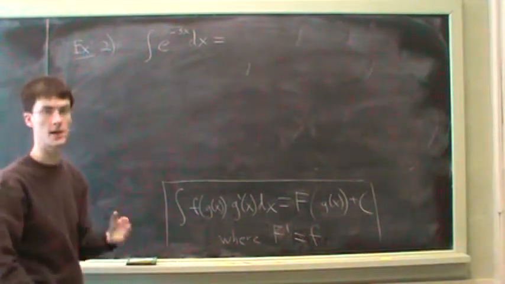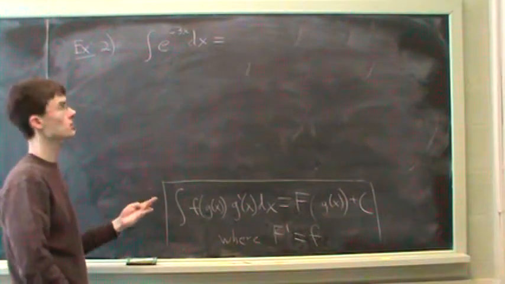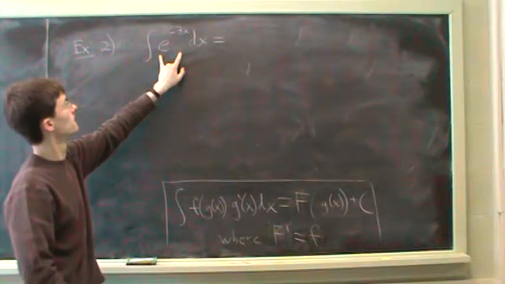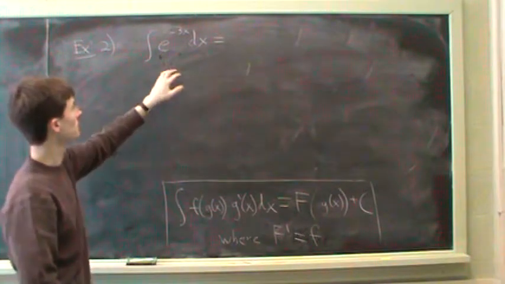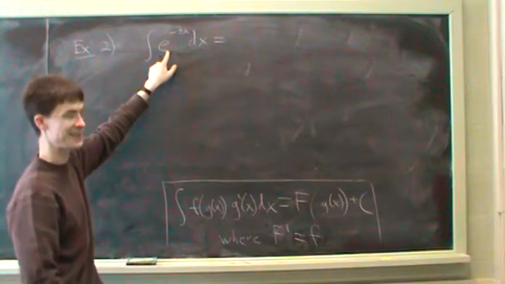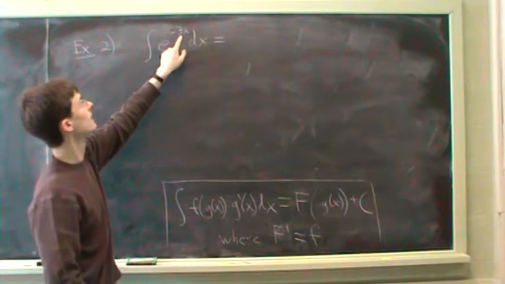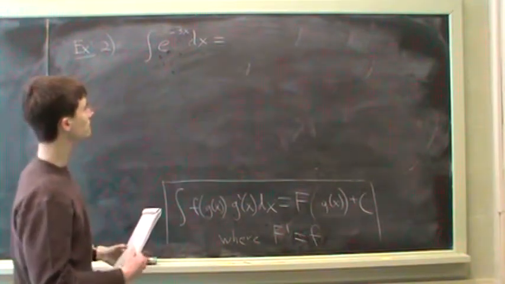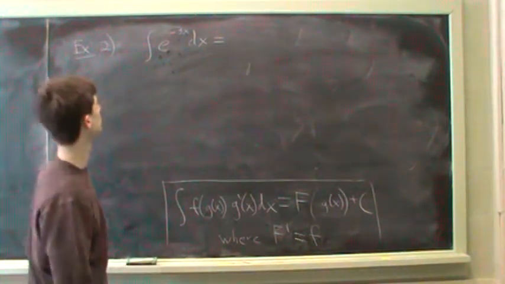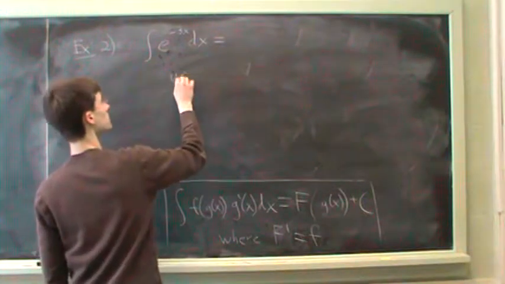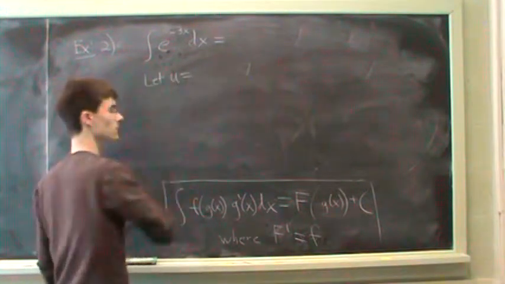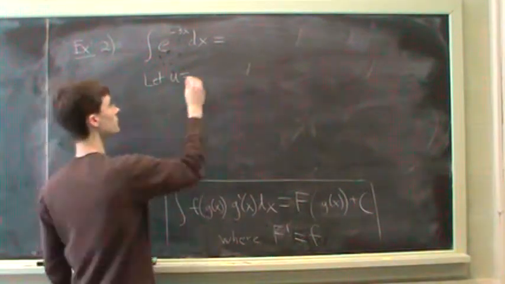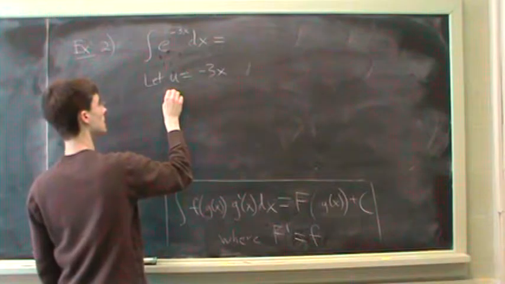So I want you to think about how this is a composition of two functions. The two functions are going to be the base e exponential function, and the function which takes x to minus 3x. So what we're going to do is choose a new variable u, and we're going to let u be the inner function, minus 3x.